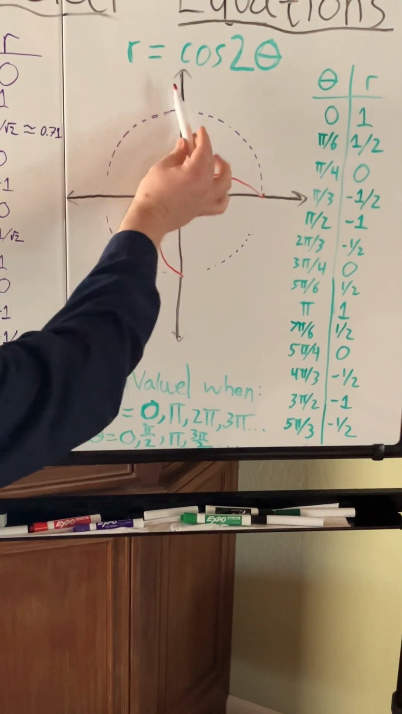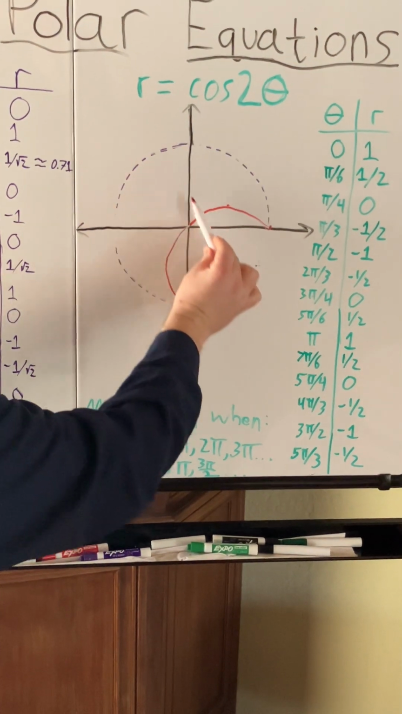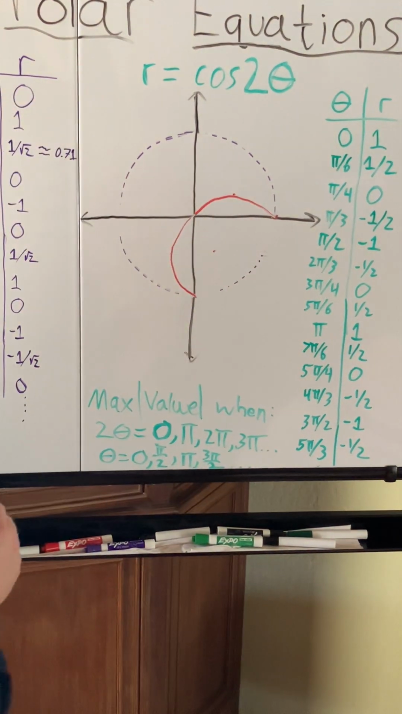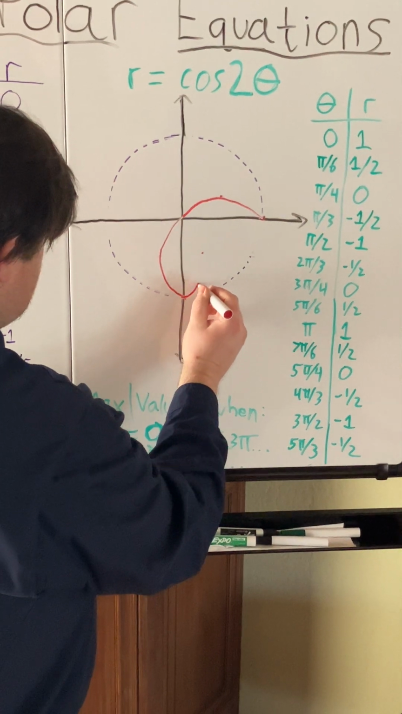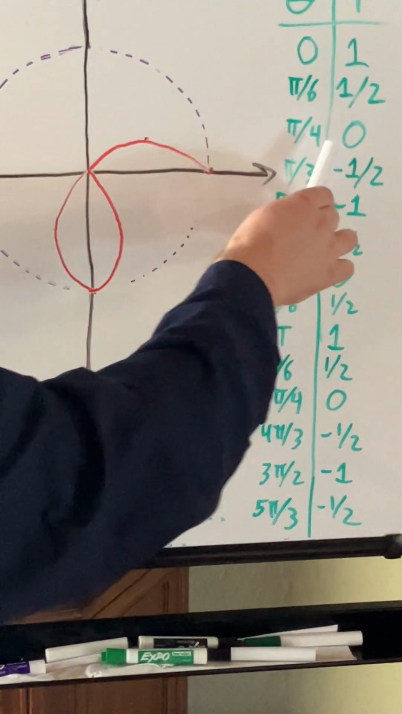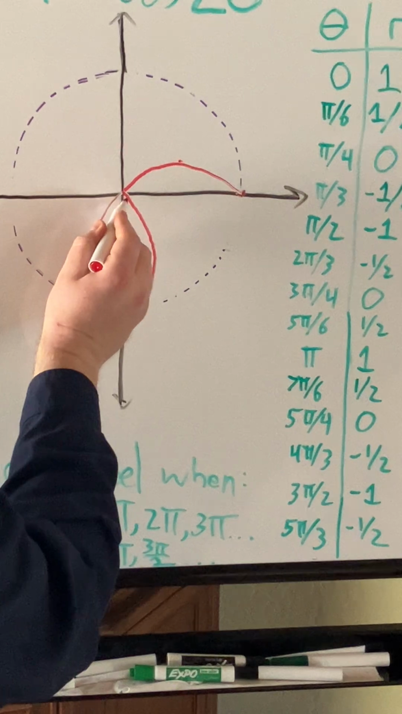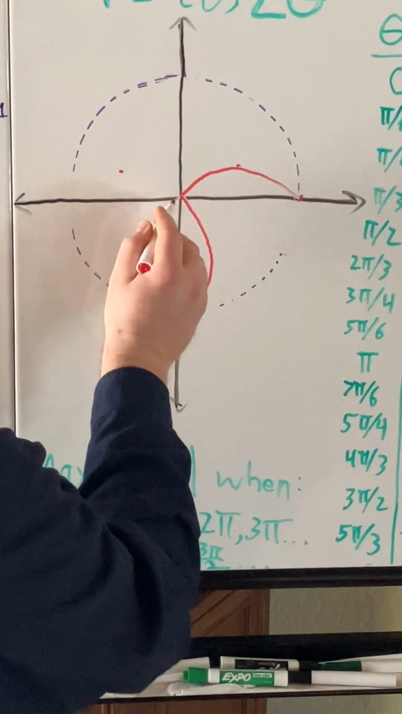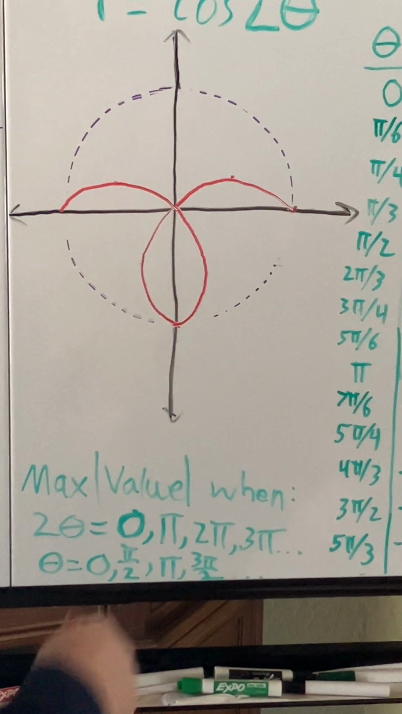Now we continue. This was at pi over 2. Well, at 2 pi over 3, we're at -1/2 again. That's going to be somewhere here-ish. At 3 pi over 4, we're back to 0. So, you guessed it. Look what happens here. Boom. There's our petal. As we move on, 5 pi over 6, we're at 1/2 again. That's going to be around here-ish. At pi, we're at 1. So, boom. And we keep going.